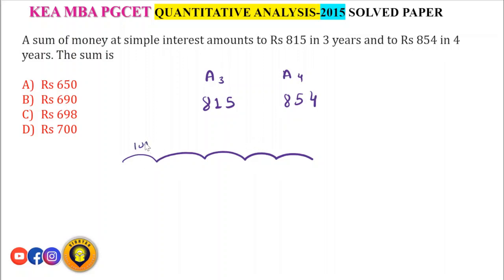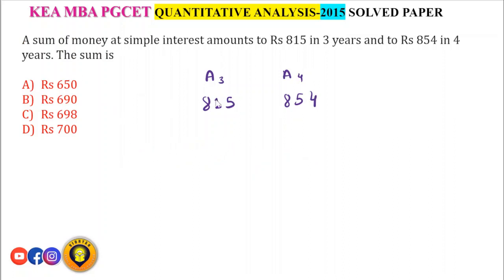Suppose the interest is 100 rupees in the first year; the second year also has the same interest, the third year also, the fourth year also, the fifth year also. Why? Because interest is always calculated on the principal. So every year the interest will be the same. Remember this point.